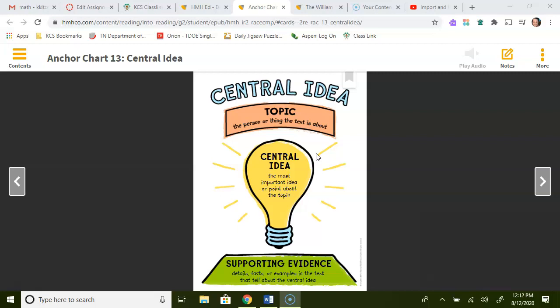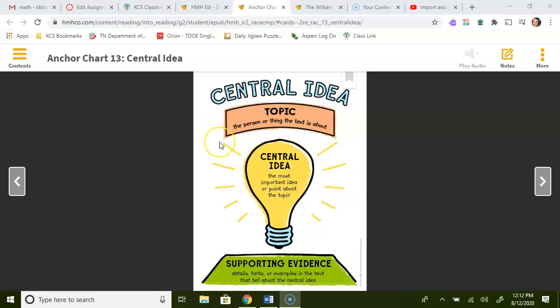The topic of a text might be stated in one or two words, and the central idea is usually a statement about the topic. So the topic is the person or thing that the text is mostly about. So when we think about central idea, it's the most important point about a topic, and our topic is the person or the thing that the text is about.